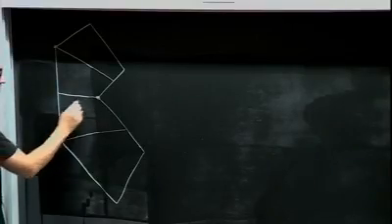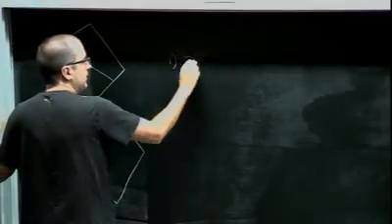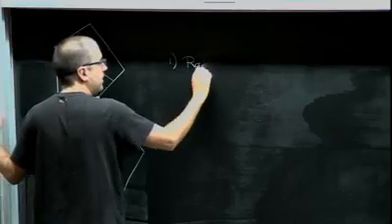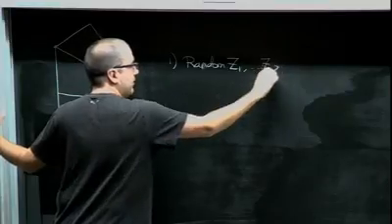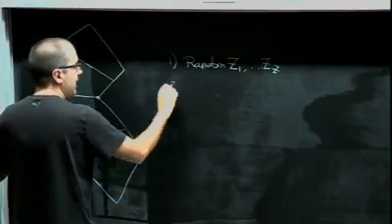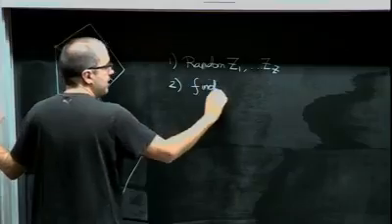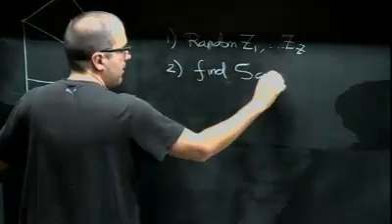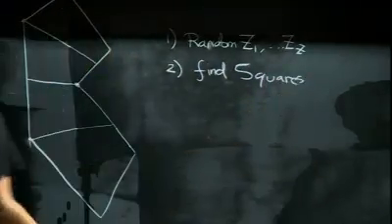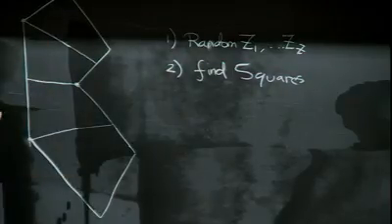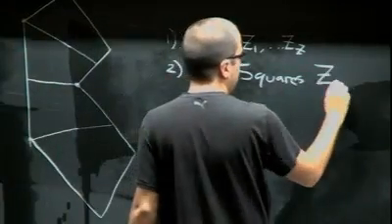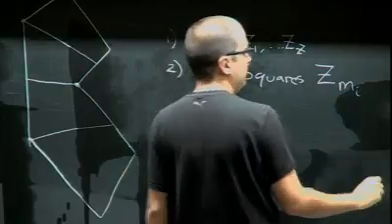Okay? And now what we do is we focus on the middle ones. Okay? So again, let's see the recipe. First step, we generate some random Z1 up to Z7. Second, we find the squares. So we compute all these middle twisters. So we compute all this Z middle. Okay?